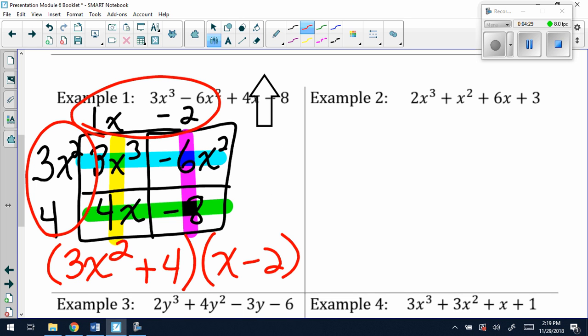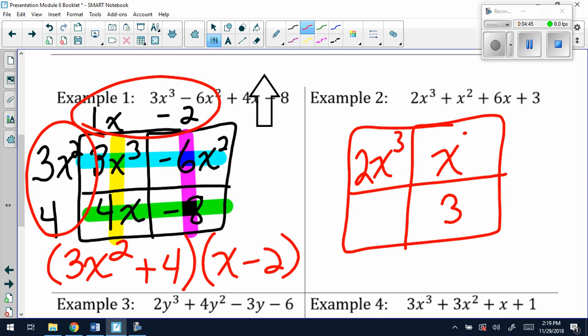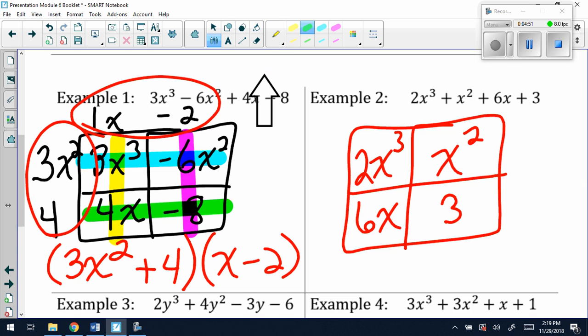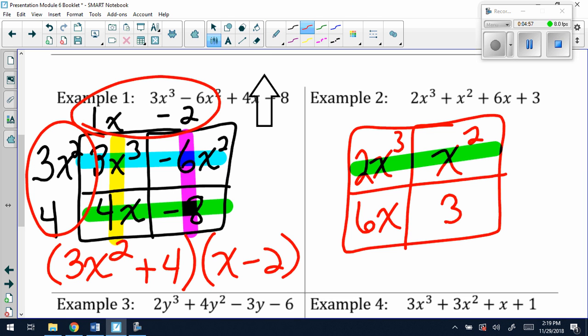Okay, let's look at example 2. Again, 4 terms. So I'm going to draw the box. There is another way to do it, but I promise you the box is the easiest way. Highest degree goes here. Lowest degree goes here. The other 2, it doesn't matter. Then I'm going to look at rows and columns. It doesn't matter which row or which column I do first. This time I'm going to do my rows first.